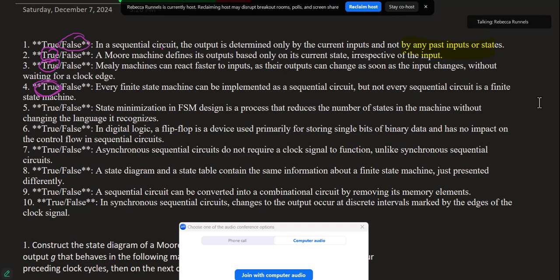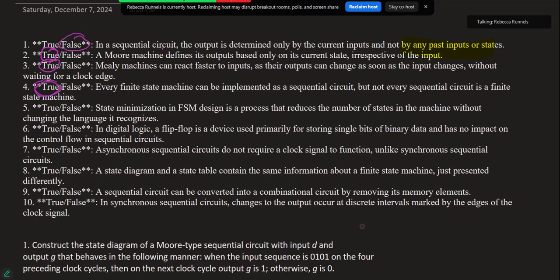Okay, state minimization in FSM design is a process that reduces the number of states in the machine without changing the language it recognizes. Is that true or false? It doesn't matter if you're using Verilog or another language. It's a technique that's independent of that.